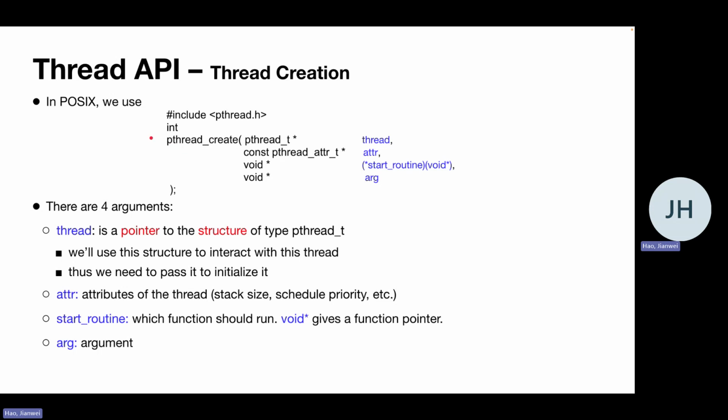So in POSIX, we use this format to create a thread. There are 4 arguments. First is the thread. This is a pointer to the structure of this thread type, and we use this structure to interact with this thread. So we need to pass it to initialize it. And about attr, that's the attributes of the thread. It has some attributes like the stack size and scheduling priority.